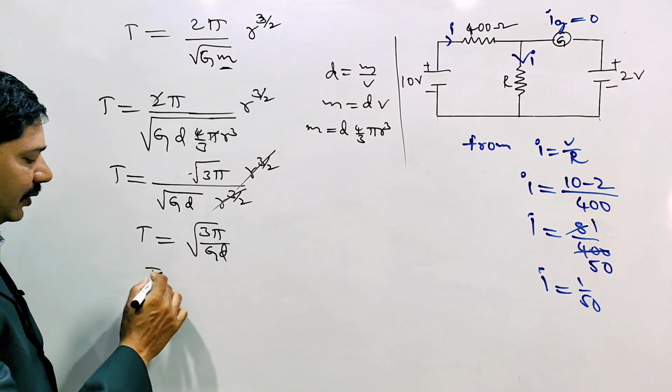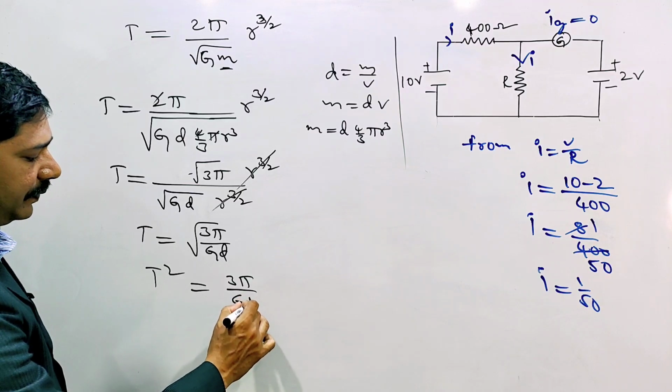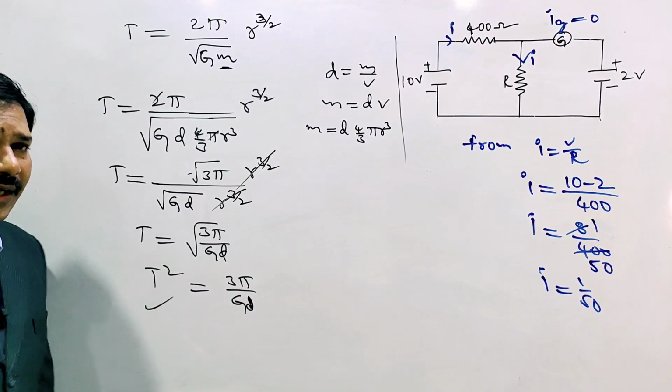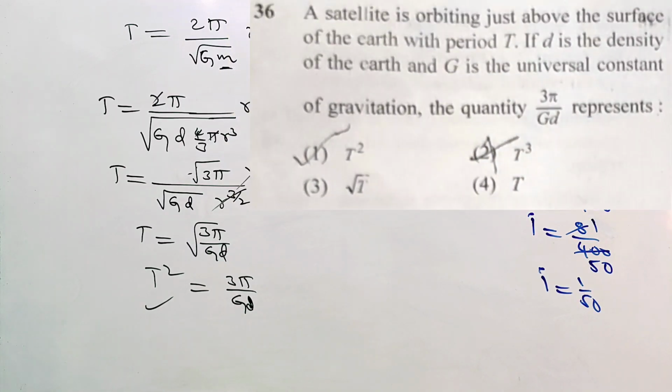So squaring on both sides, 3 pi by gd will come. So what is the answer? T square is the correct answer. Which option is correct? The first one is correct.